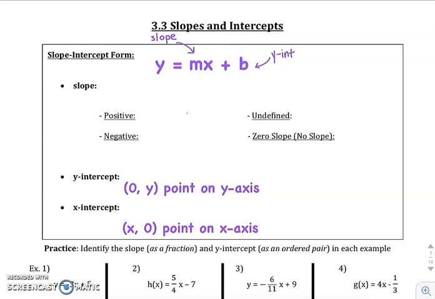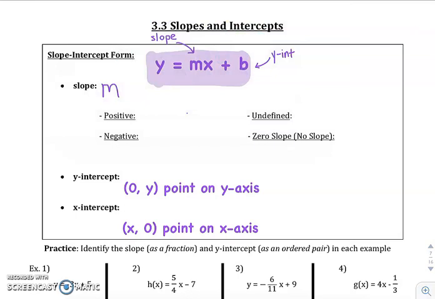An equation of a line is in slope-intercept form when it's in the form y equals mx plus b. When it's in this form, m and b are just two numbers, but the m value is going to be your slope, and the b value, whatever that is, is going to be your y-intercept. So when we have the equation in this form, the slope will always be your m.